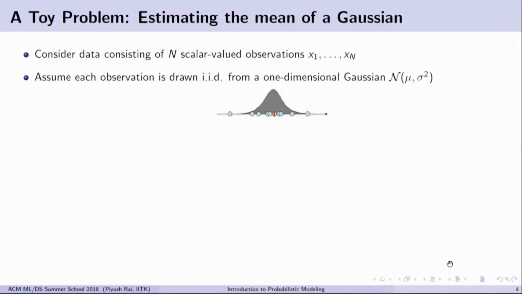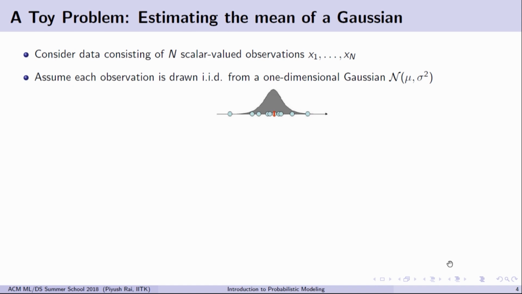So the problem setting is as follows. Let's assume that we have some data consisting of n scalar valued observations that I'm denoting by x1, x2 up to xn. So these are n observations that we have observed, okay? And then we will assume that each of these observations is drawn independently and identically distributed from a one-dimensional Gaussian distribution defined by a mean mu and variance sigma squared, right?